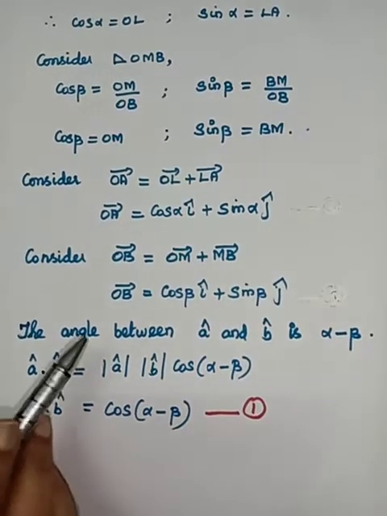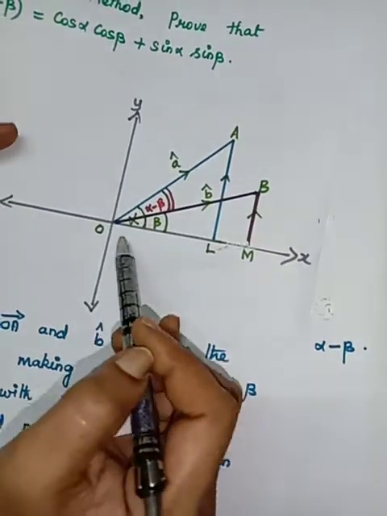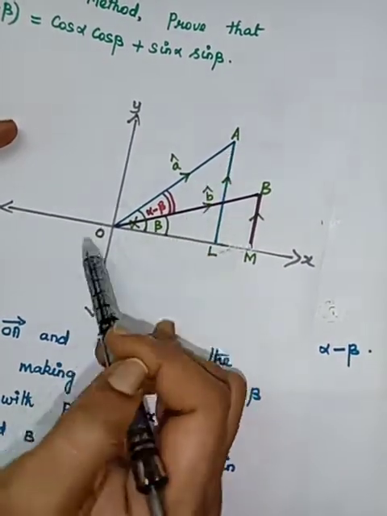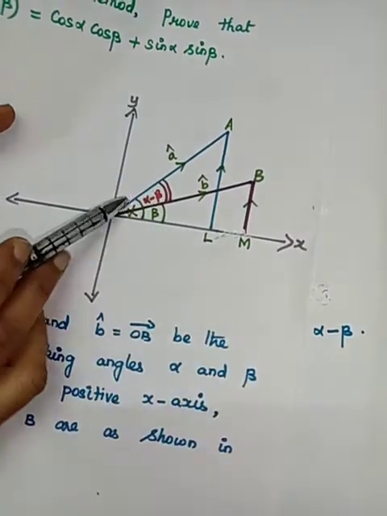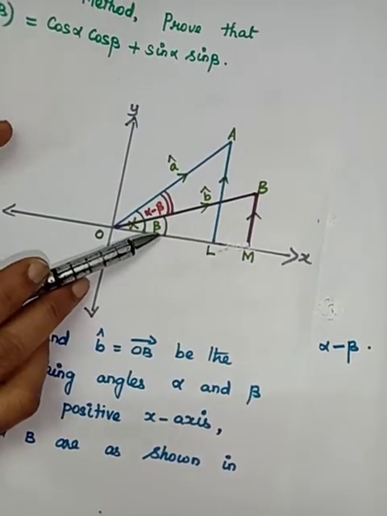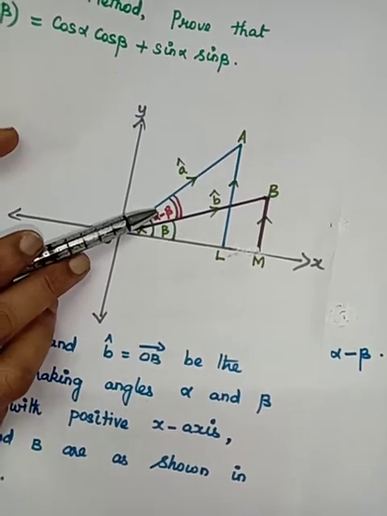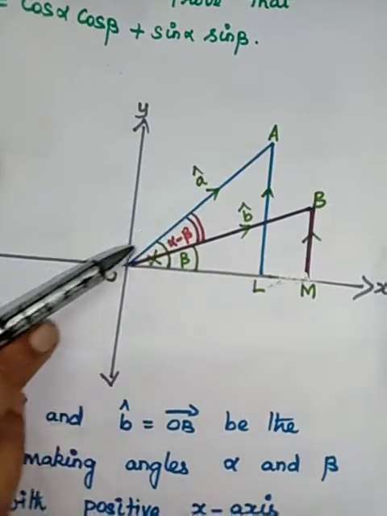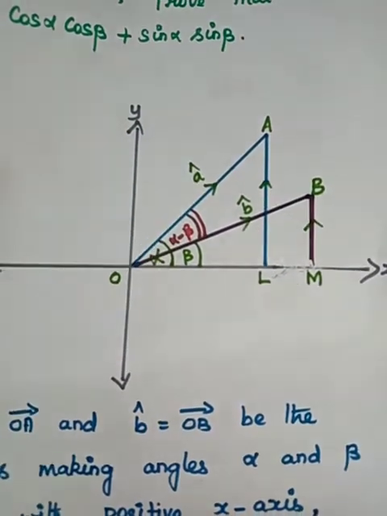Okay. So now the angle between A cap and B cap, what is it? A cap is here and B cap is here. What is the angle made? It is alpha minus beta. The whole angle is alpha. This is beta. When beta is subtracted from alpha, this is your alpha minus beta. So the angle between A cap and B cap is alpha minus beta.